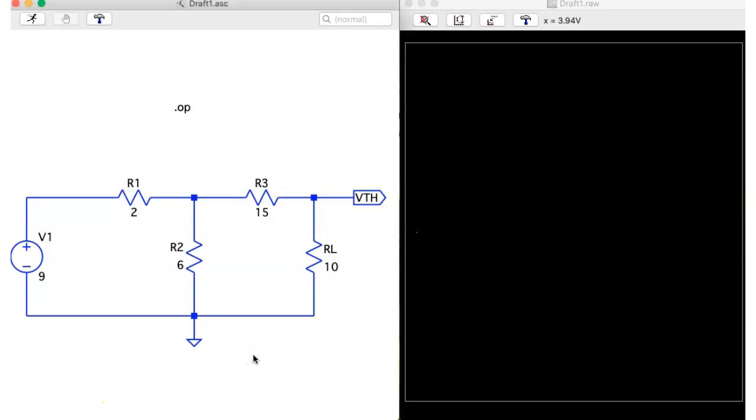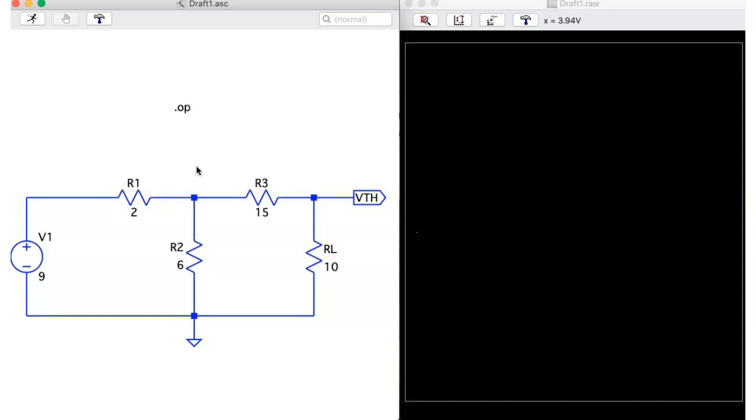In this lecture you will learn about the verification of the Thevenin theorem. According to the Thevenin theorem, any two-terminal network can be converted into an equivalent circuit in which there is only one voltage source and one resistance connected in series with the voltage source. So this circuit is given, and from this circuit we have to find out the value of the Thevenin voltage and the Thevenin resistance, and then make an equivalent circuit of this circuit.